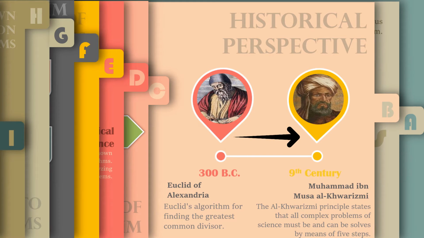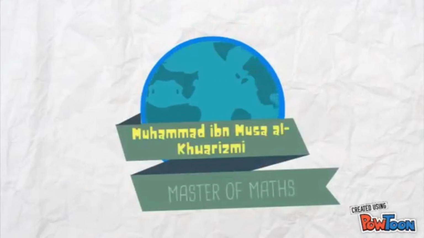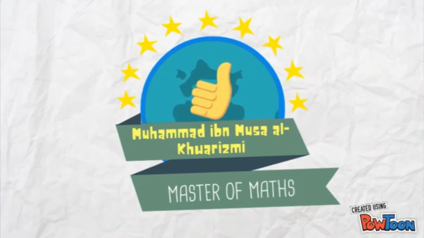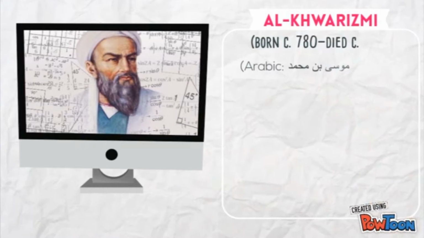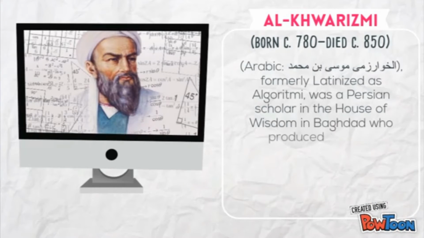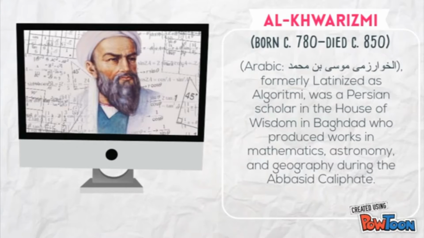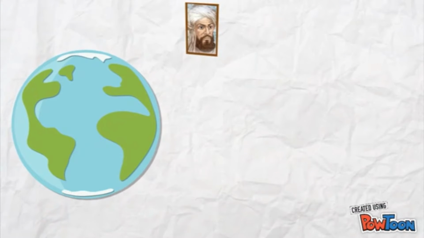Another historical perspective is in the 9th century. Muhammad ibn Musa al-Khwarizmi's principle states that all complex problems of science must be and can be solved by means of 5 steps. This is his most recognized work, which is named after him, the mathematical concept algorithm. The modern meaning of the word relates to a specific practice for solving a particular problem. Today, people use algorithms to do addition and long division, principles that are found in al-Khwarizmi's text written about 1,200 years ago.